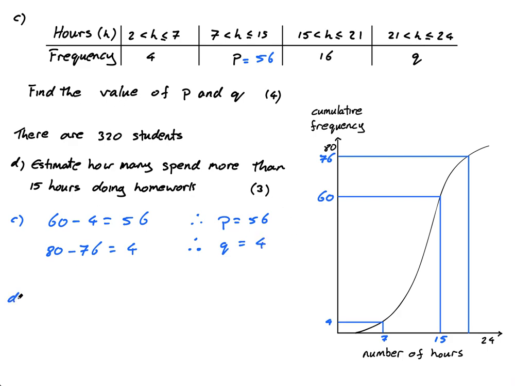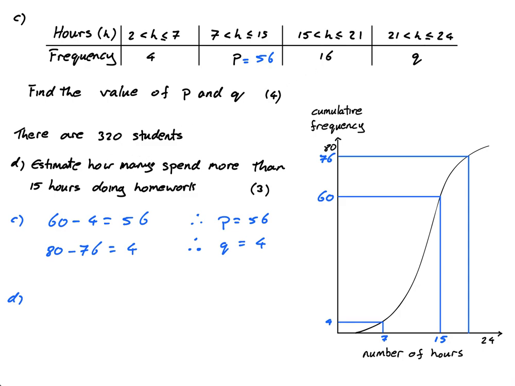Part D, he says estimate how many spend more than 15 hours doing homework. Okay, so something maybe I didn't mention at the start is a group of 80 students were randomly selected. So there's actually 320 students in the grade, but they randomly selected 80 students. So really there's 4 times more students than there are in the sample, or than there are in this cumulative frequency graph or this table.